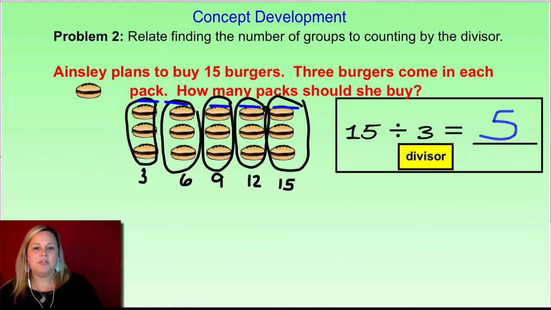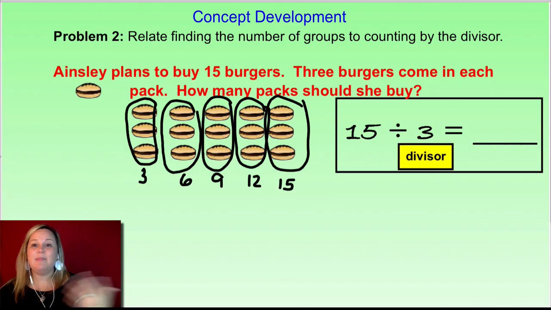Okay, so how many burgers come in 1 pack? 3. How many come in 2 packs? 6. How many come in 3 packs? 9. How many come in 4 packs? 12. And how many come in 5 packs? 15. Okay, because to solve that, you just have to count by your threes. Okay, why do we only stop at 15? Yeah, because she only needs 15 burgers.